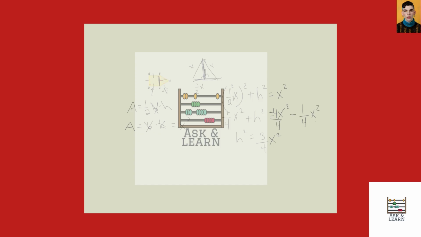Okay, last thing to find H is I need to get rid of that square. So I'll take the inverse and I'll square root. What's the square root of 3? Well, that's something not pretty. So we're going to put square root of 3. What's the square root of 4? Just 2. And what's the square root of X squared? Well, you just get rid of that square. So this would be the height over here.